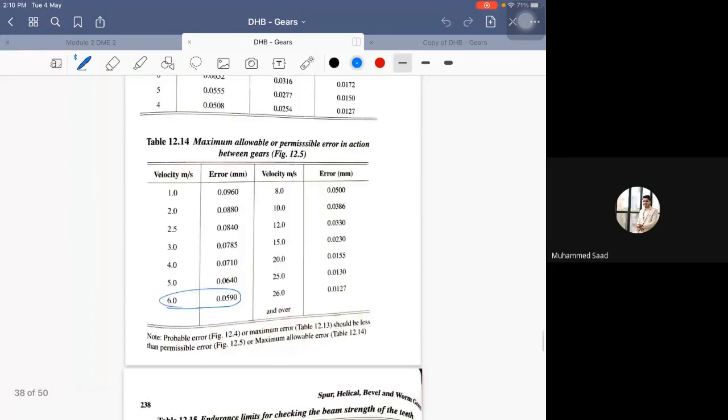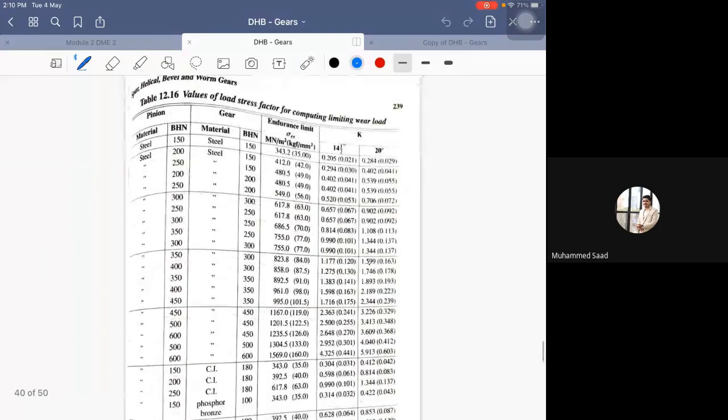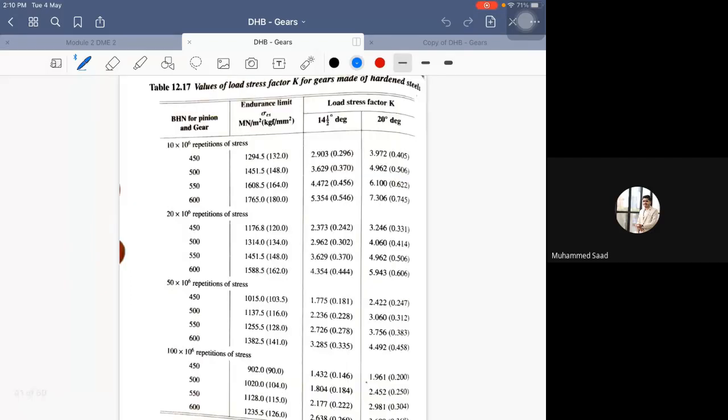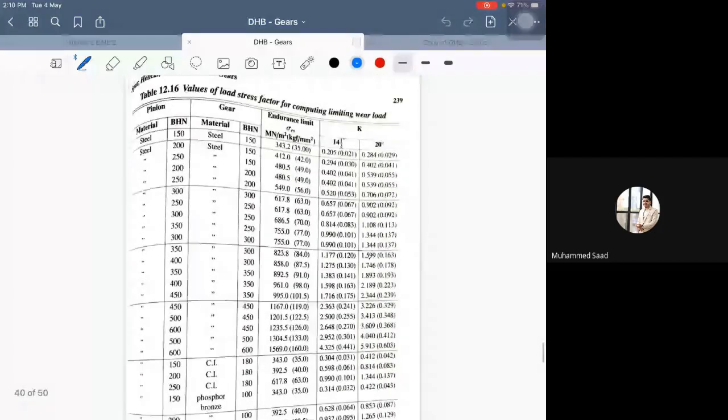Let us see what we have there. Okay, table 16 is this, and table 17 is this. Very good. Again, you can go directly. You can get the value of K from the table itself. For that, you need the BHN of the pinion and the gear. Do we have the Brinell hardness number of pinion and gear in the given data of the problem? Yes, sir.